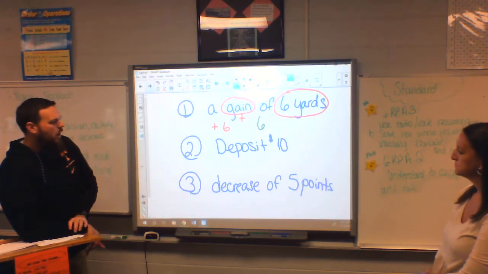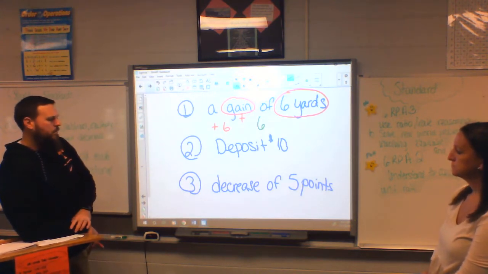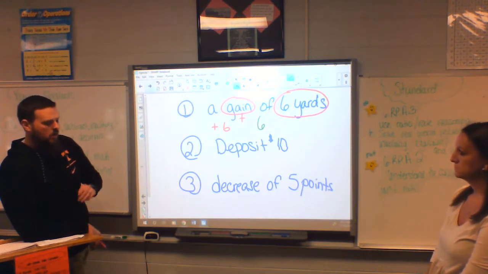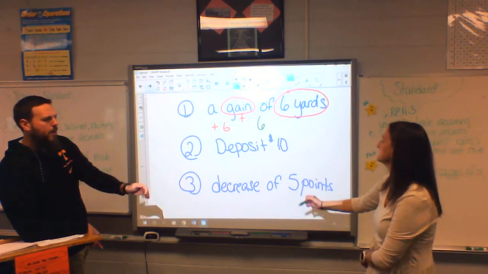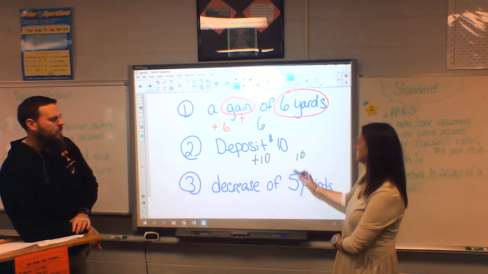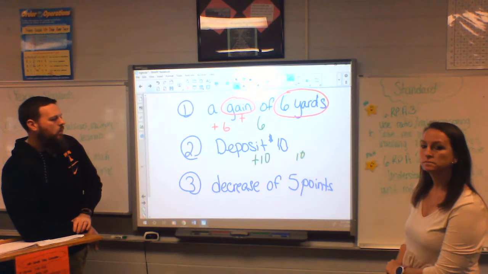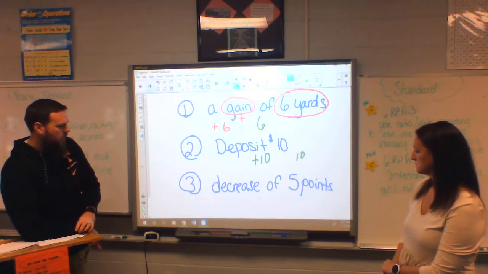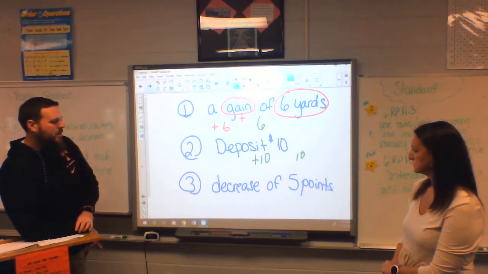So number 2, a deposit of $10. A deposit means I'm taking my $10 and putting it in the bank, so my bank account is going up. So that would be a positive thing, so a positive 10 or 10 would be an acceptable answer for that one. And the last one is a decrease of 5 points.